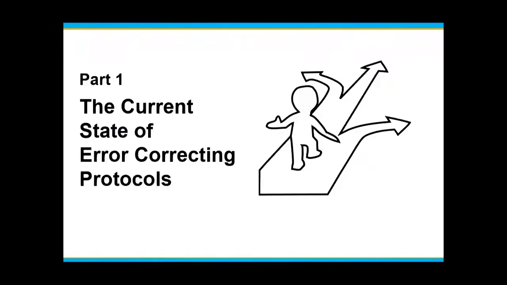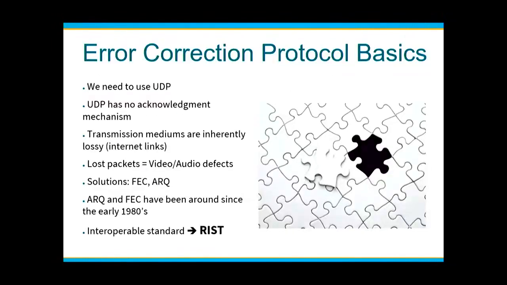All right, so let's start with the basic concepts first, the error correction protocols. What are the basics? We send media streams using UDP because we want to maximize bandwidth usage, and we want to achieve consistent and reliable latency on a network transmission. However, because UDP has no acknowledgement mechanism like TCP does, without error correction there will be some packet loss. And the packet loss will cause video and audio artifacts in your transmission.